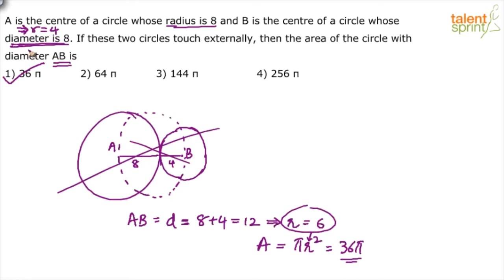So be very careful about it, right? If you take 8 and 8, 16, and then half of 16 is 8. So if you mark 64 pi, then you will go wrong. You getting it? Radius is 8, here the radius is 4. Total length of the diameter will be 12. Half is 6. And then 6 square pi, 36 pi.